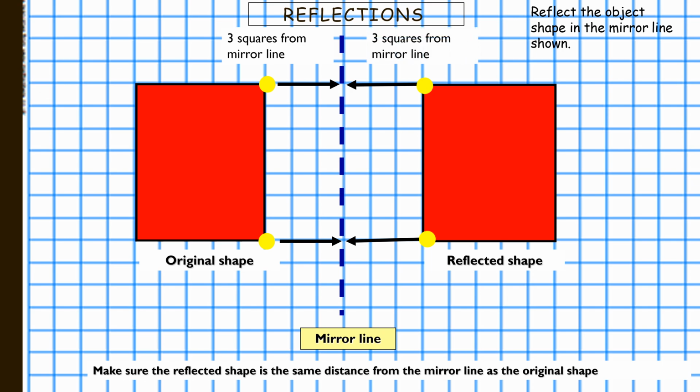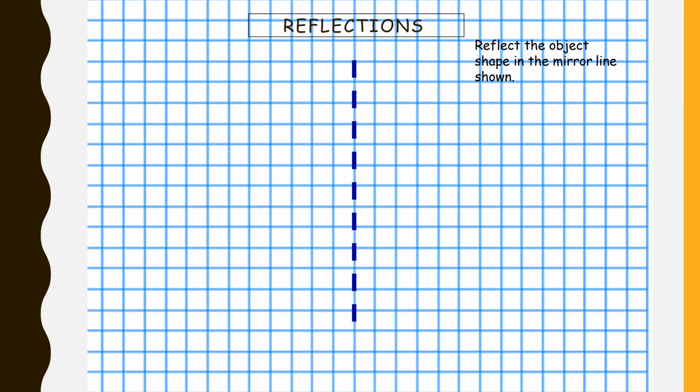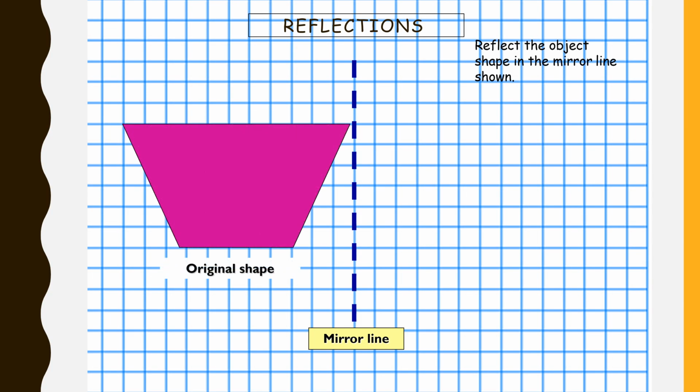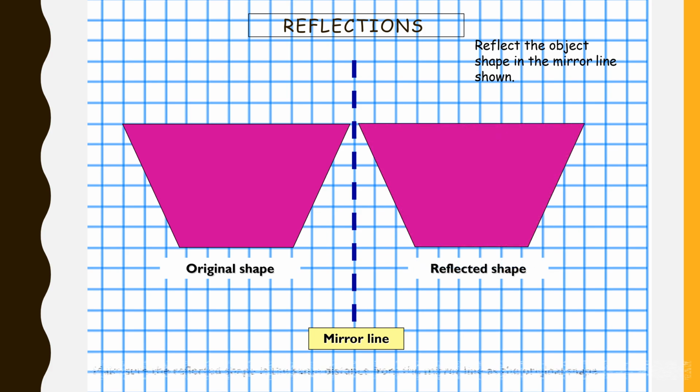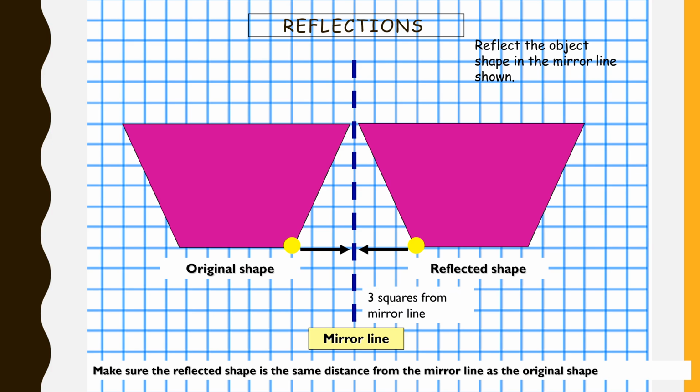Let's take a look at another example. So you have the original shape, which is the object, being reflected over the mirror line. So you flip it over and you have this. You also make sure that the reflected shape is the same distance from the mirror line as the original shape. As you would see, you have 3 squares from the mirror line for both the original shape and the reflected shape. All right, so that's it.